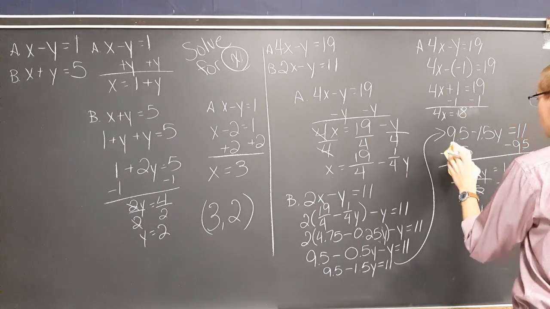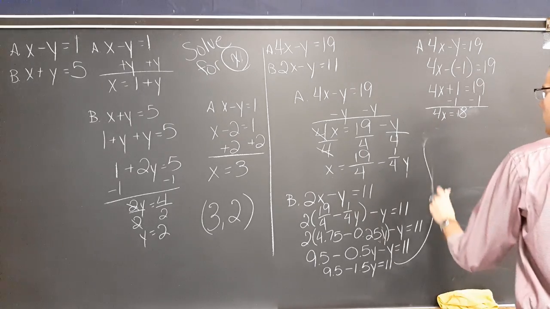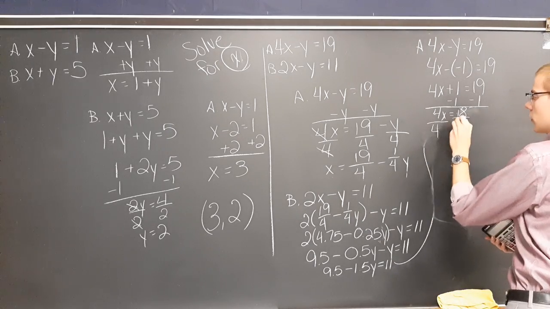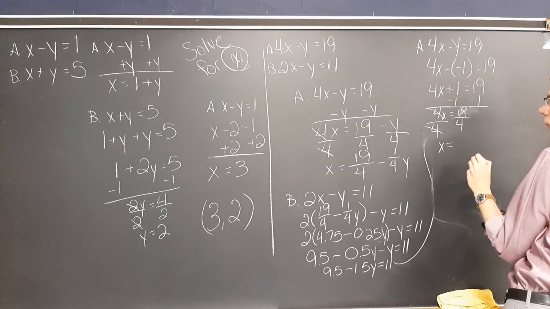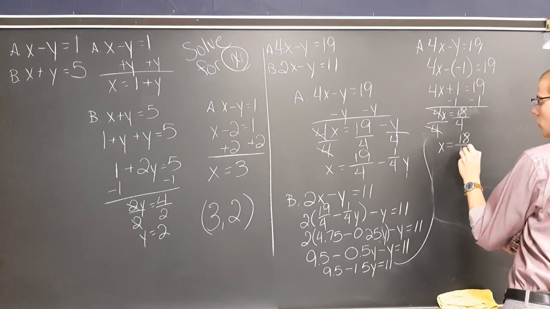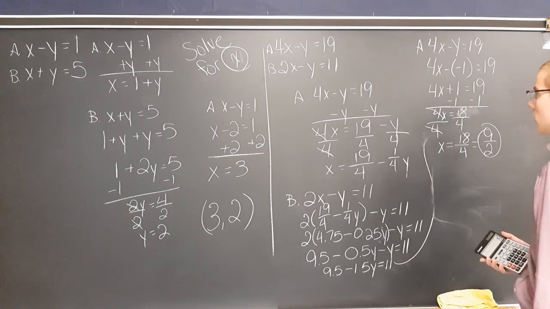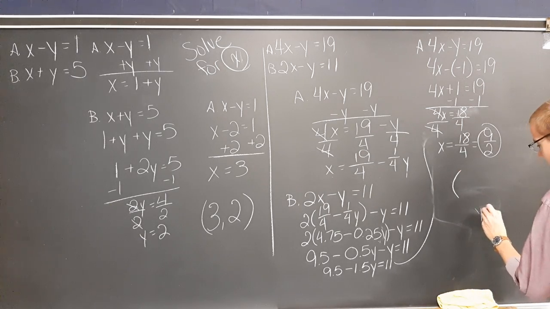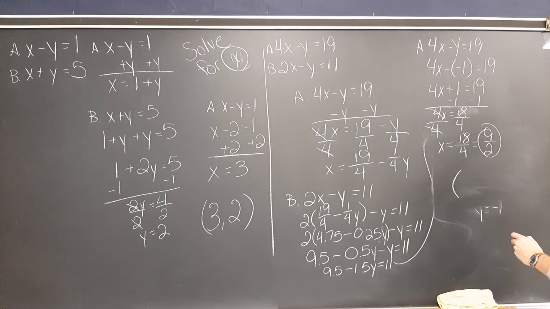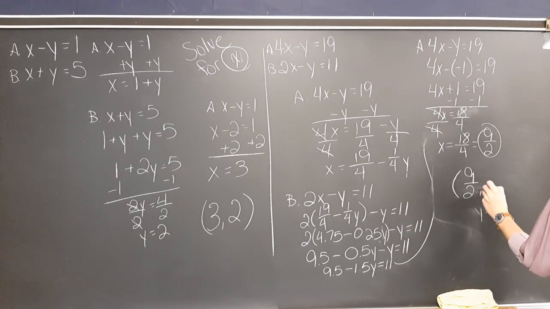And now, I'll erase this part. Hopefully you have that all written down. And then divide both these by 4. X equals 18 over 4, which can be simplified to 9 over 2. So our coordinates, which we had over here, which was actually negative 1. So this is our x, 9 over 2, and y is negative 1.